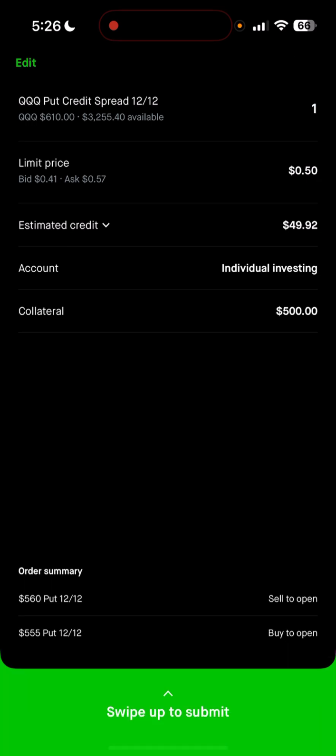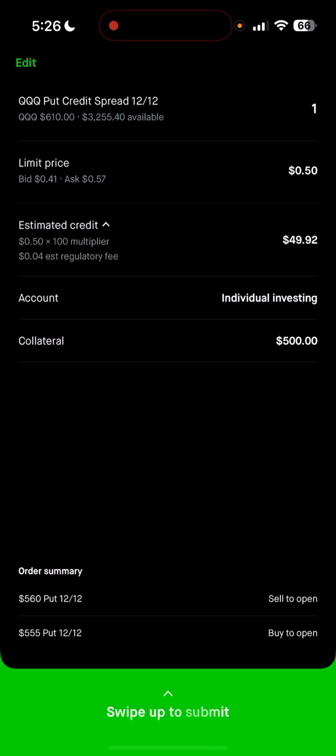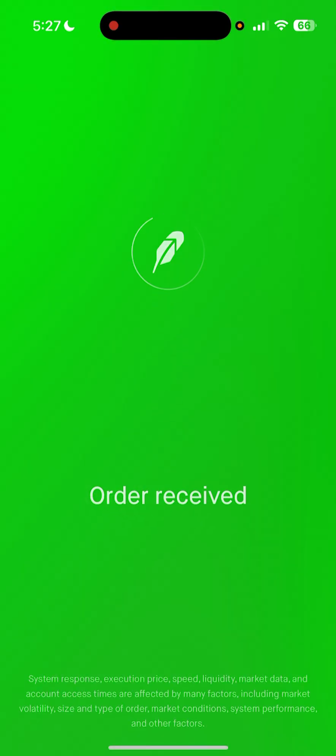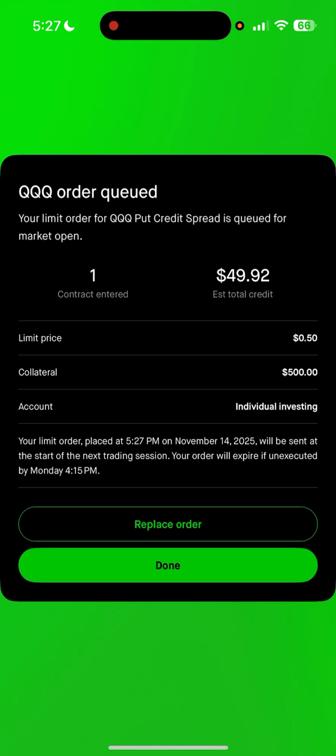You go to review, make sure everything looks right. So the credit is not the full $50. They take out some fees. You can see here there's a 50-cent fee and a 4-cent regulatory fee. Looks like they're actually only taking out about 8 cents. Then you would swipe up to submit. All right, and since the market's closed, it just goes to queue the order.